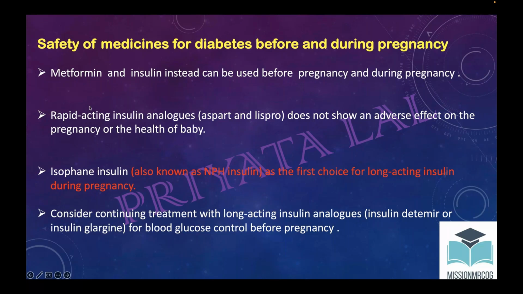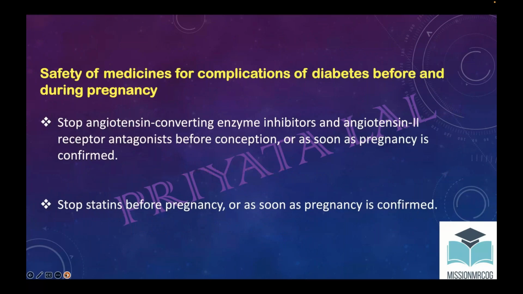Now, apart from this, many of these diabetic patients have associated metabolic syndrome, so sometimes they are on an antihypertensive or on statins. ACE inhibitors or angiotensin 2 receptor antagonists should be stopped before pregnancy, or as soon as the pregnancy is confirmed. We remove them because of their effect on the fetal kidneys. And all the statins, like rosuvastatin or atorvastatin, have to be stopped as soon as pregnancy is confirmed. These are the two kinds of medication that have to be stopped pre-pregnancy.